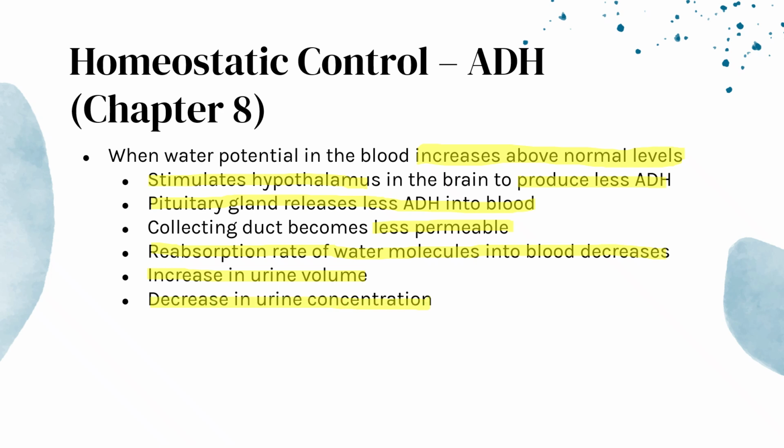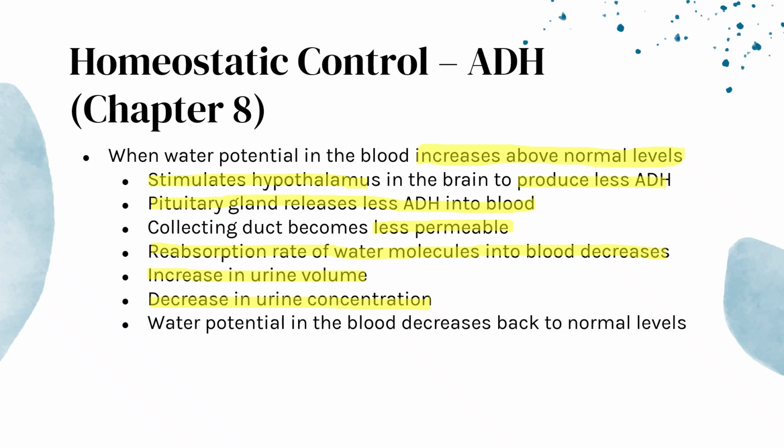This too is quite important, even though some students might get a little bit confused. Volume and concentration are not the same. I can talk about more volume in terms of urine because the volume is contributed by water. Concentration, on the other hand, is contributed by the solutes in urine, for example, salts, urea, and so on and so forth. So all this increase in volume will cause the water potential in the blood to decrease back to normal. This is what happens when the water potential in the blood increases above normal.